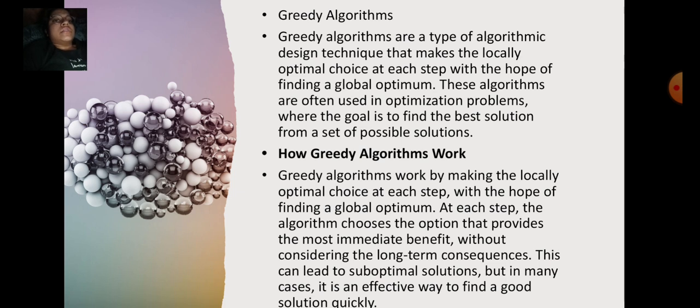How greedy algorithm works. A greedy algorithm works by making the locally optimal choice at each step, with the hope of finding a global optimum. At each step, the algorithm chooses the option which provides the most immediate benefit without considering the long-term consequences. This can lead to suboptimal solutions, but in many cases it is effective at finding solutions quickly.